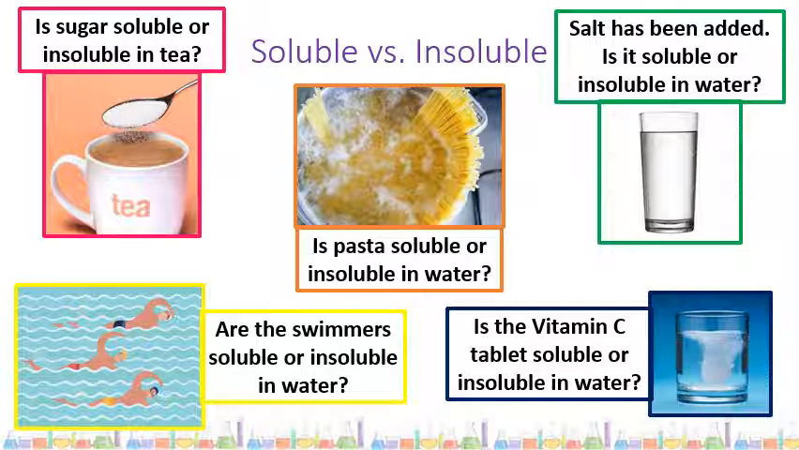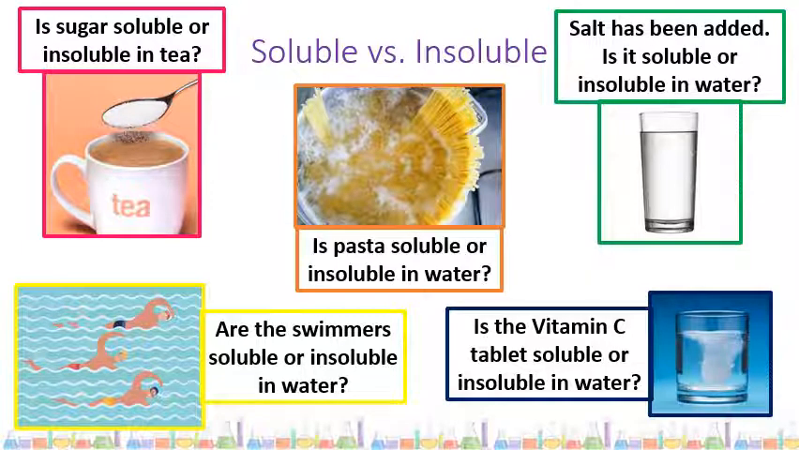So if we look at the pasta one in the middle first of all, is pasta soluble or insoluble in water? When you put pasta into a pot of boiling water, does the pasta disappear? And I'm saying that with quotation marks. Does it become incorporated into the water? Does it become part of the water? No, so it's insoluble. You can still see the pasta and you can remove the pasta easily from the water.